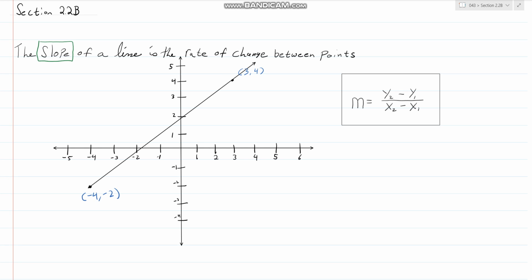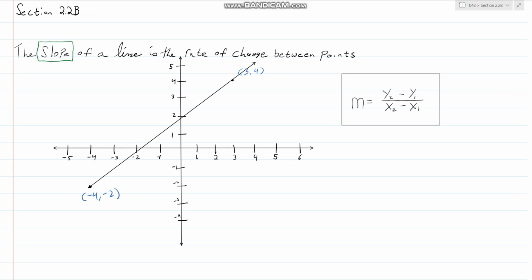In this video, I want to talk about the slope of a line. So the slope of a line is the rate of change between points. And I made a little graph here. The first point I'm going to point out is (-4, -2). The other point is (3, 4). So we have them here. I connected the line there. And I want to talk about what the slope is.